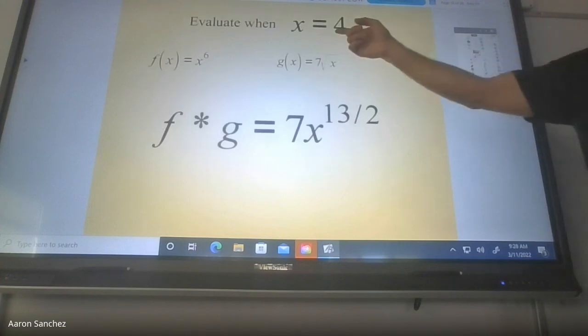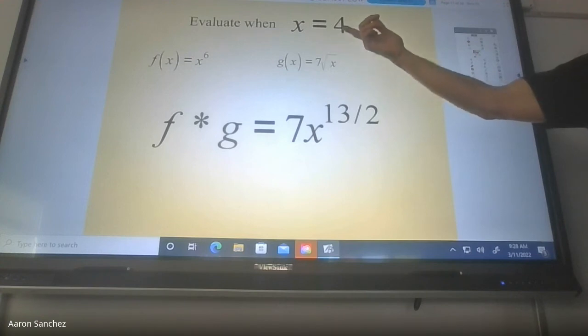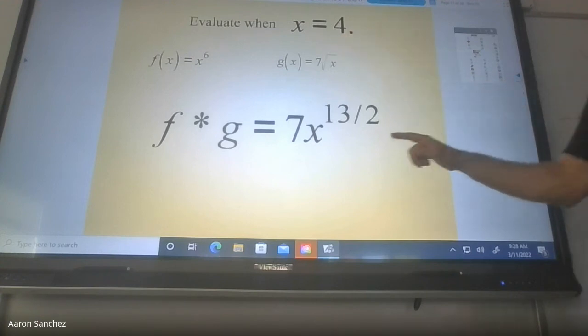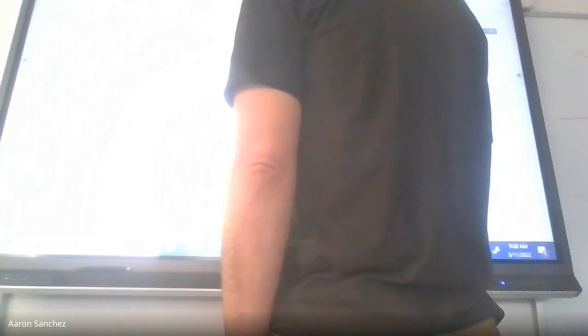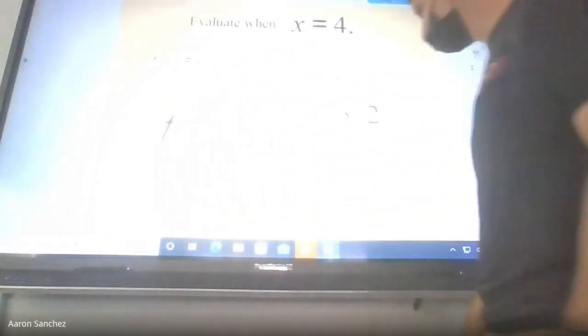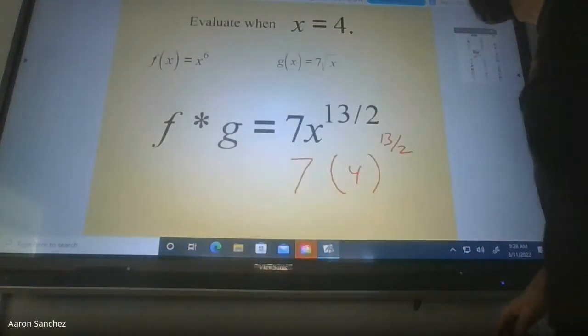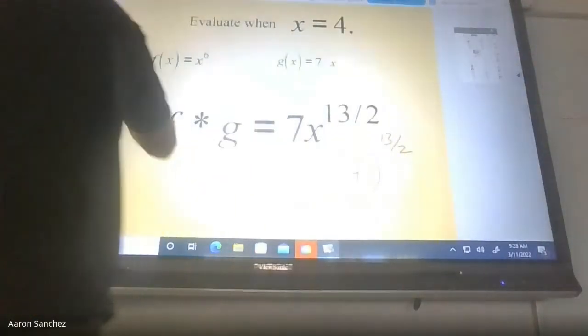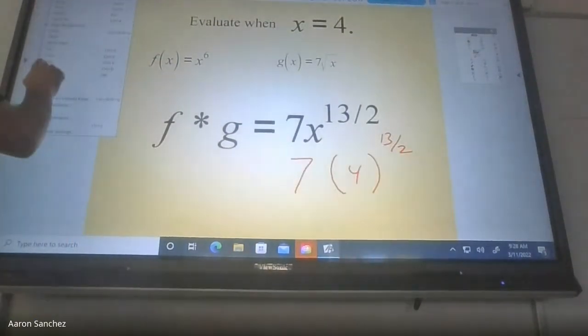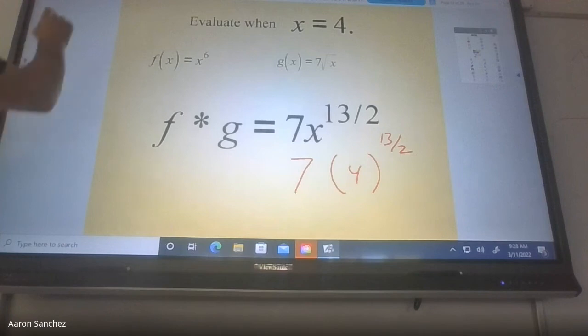F times G. Also, now what is x equal to? 4. So now I got to plug in 4, right? This is what you're asking for, Javier. So, 7 times 4 to the 13 halves. Domain and range.